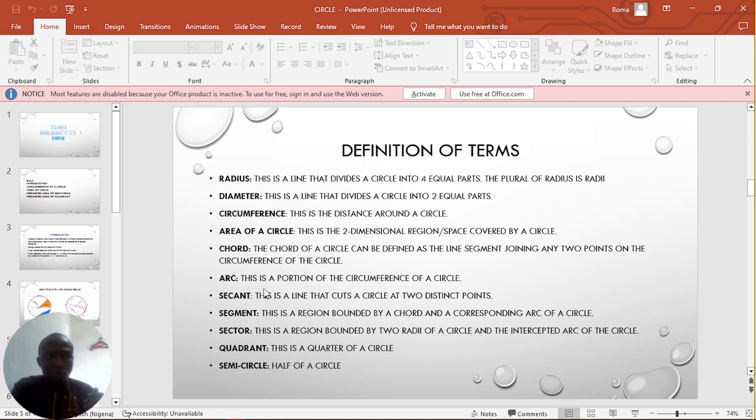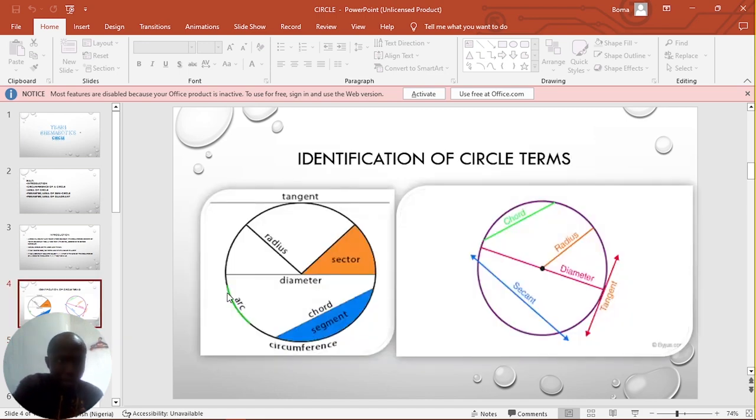Okay, so we have what we call an arc. An arc is a portion of the circumference of a circle. So this is an arc. We have what we call the minor arc, just a portion of the circumference, and what we call a major arc. A major arc will be from here to here. So this big curve is a major arc, while this small curve is a minor arc.